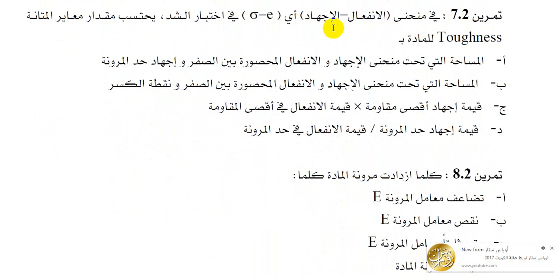Exercise 7.2: in the stress-strain curve, the sigma-epsilon tensile test curve, it is required to calculate the magnitude of the toughness criteria, or the toughness modulus of the material, by the area of the stress-strain curve bounded between 0 and the elastic limit stress, or B, the area of the curve bounded between 0 and the fracture point, or the value of the ultimate tensile stress times the ultimate tensile strain value, or the elastic limit stress times the elastic limit strain value.